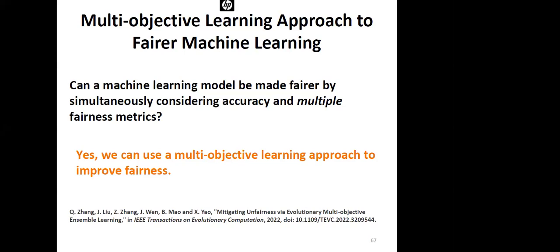The short answer is yes. The short answer first, and then I'll give you time to give details. We can indeed use a multi-objective learning approach to improve fairness. In this case, I am treating accuracy and multiple fairness metrics simultaneously.